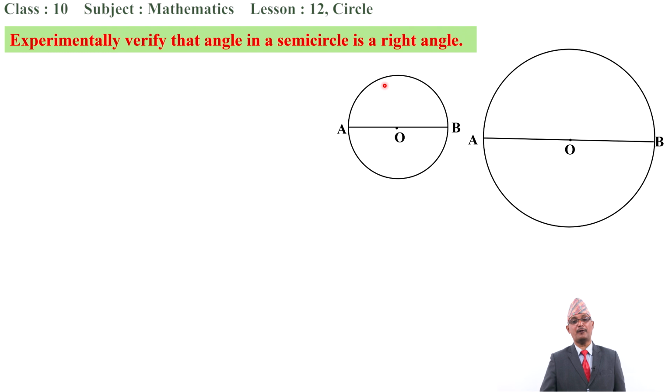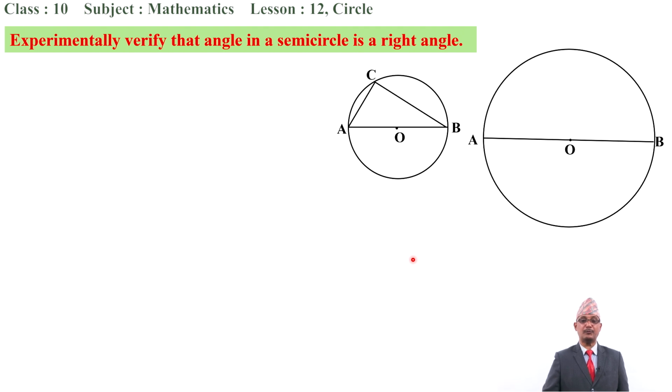So, on the circumference of the upper semicircle, take a point C anywhere. Suppose I have taken point C here, on the circumference. Now, join AC and CB. Then angle ACB is an inscribed angle, or angle at the circumference made by diameter AB. Such an angle is called an angle in a semicircle. Angle in a semicircle means angle made by the diameter at the circumference. So, one angle we have taken in a semicircle.